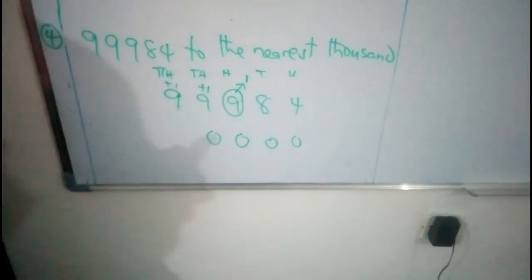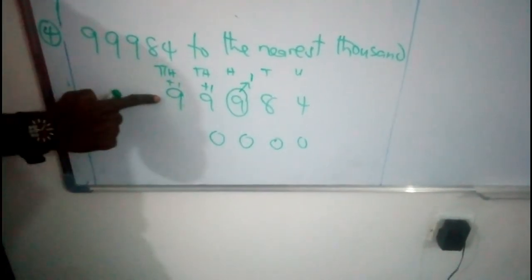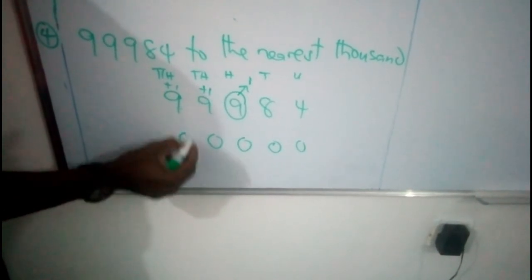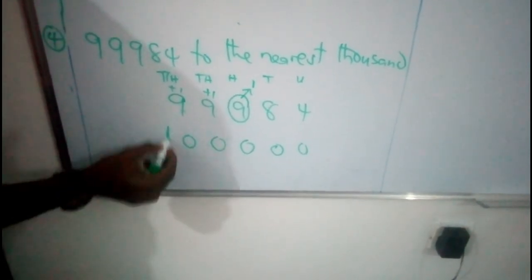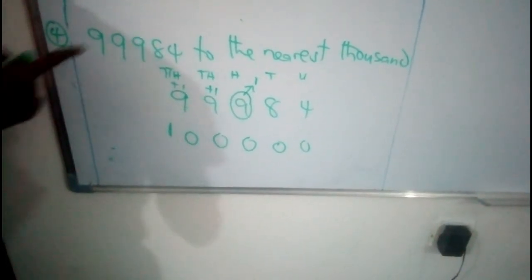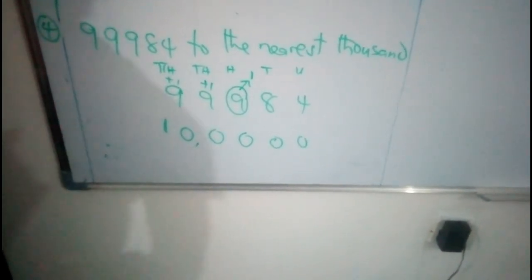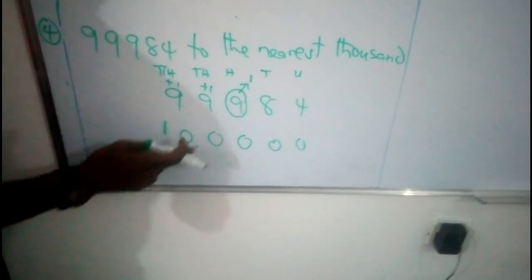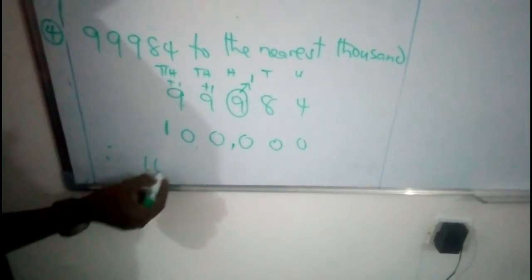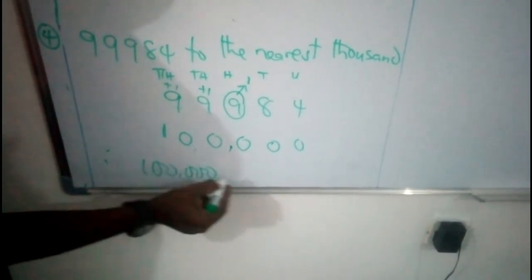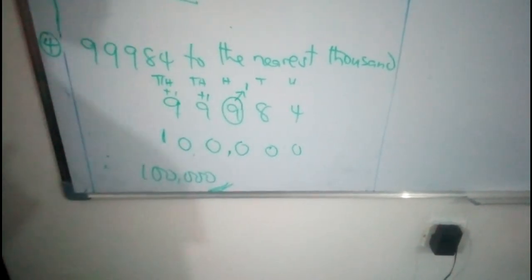1 plus 9 gives you 10. You can write the 10 in this case because this is the last number. So you have what? 10. So therefore, 99,984 to the nearest 1,000 gives you what? It gives you 100,000. That's the final answer. Example 5, and this will be the last example for this morning.